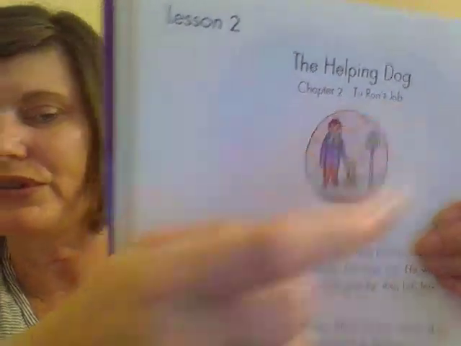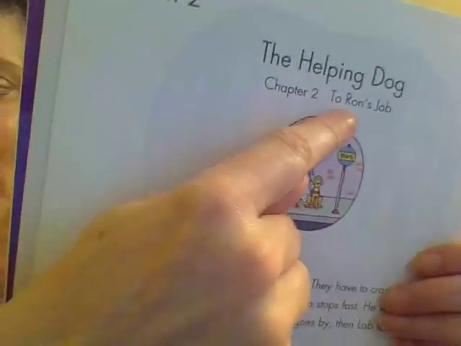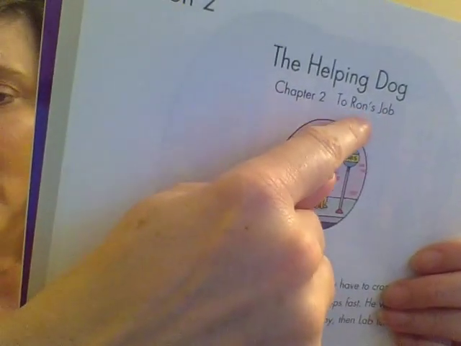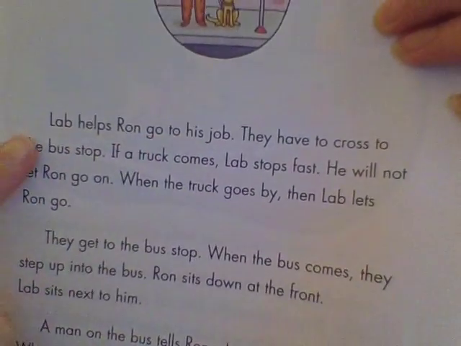Did you hear the Z sound for the S? And in this case, it's showing possession. It's showing the job belongs to Ron. That's why we have the apostrophe. Okay. All right, here we go.